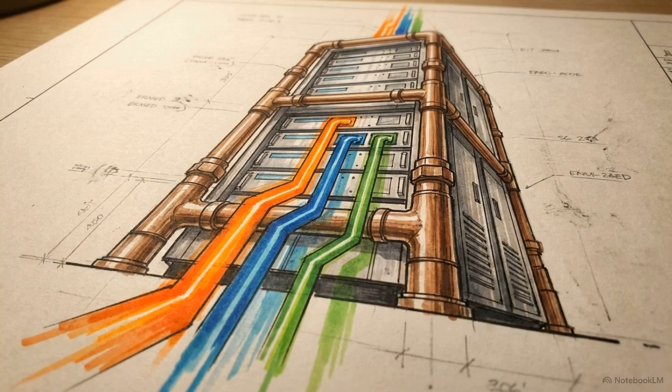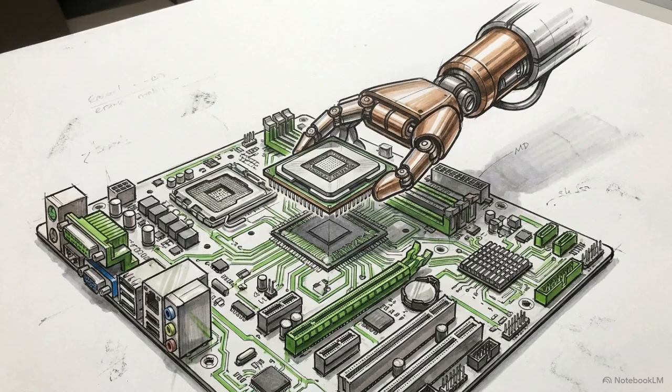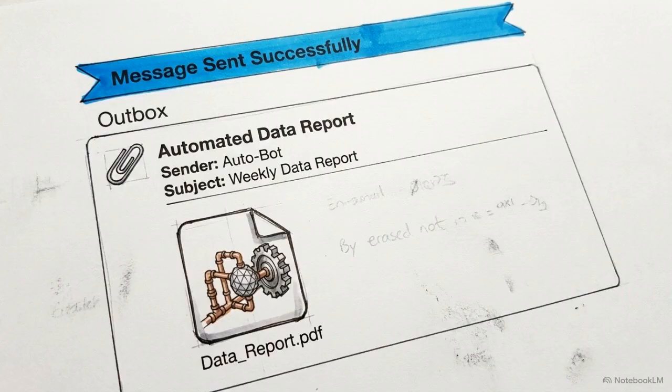Establishing these execution layers allows models to perform actions, from updating databases to processing hardware commands, moving functionality beyond simple text generation.